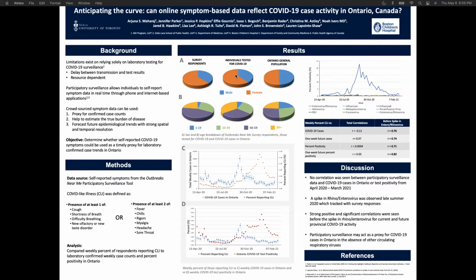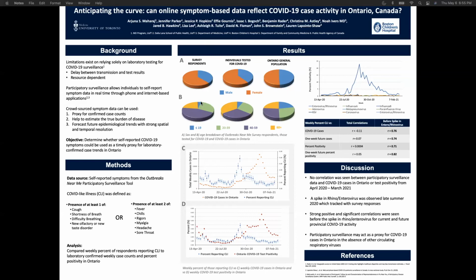Next, let's look at the age demographics of Ontario. So let's start with the Ontario general population. We see those less than 19 in blue, those 20 to 39 in green, those 40 to 60 in purple, and those 60 plus in yellow. We see a relatively even split between these four age groups. If we look at our survey respondents from Outbreaks Near Me, we see that our survey respondents were enriched in those 40 to 60.